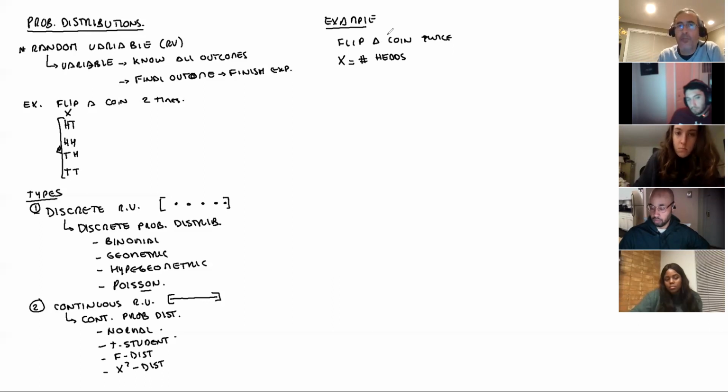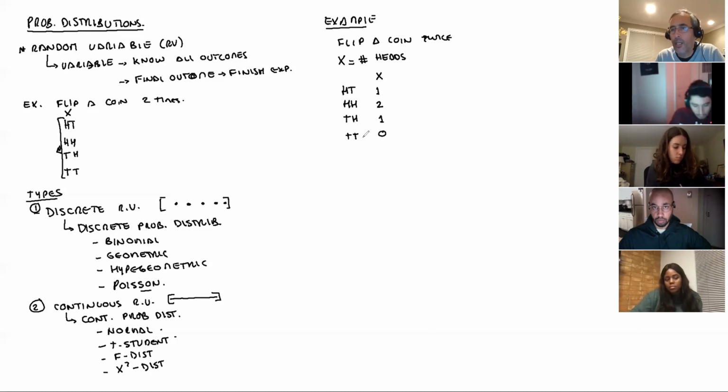This is my experiment. So my possible results are HT, HH, TH, and TT. Correct? So for X, the number of heads, I have here one, here two, here one, and here zero. I will simply reorganize this one here. So I have 0, 1, or 2. These are all the possible outcomes of heads. I can have 0 heads, I can have 1 head, and I can have 2 heads.